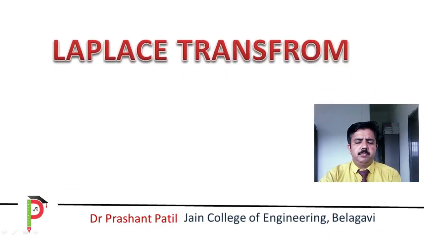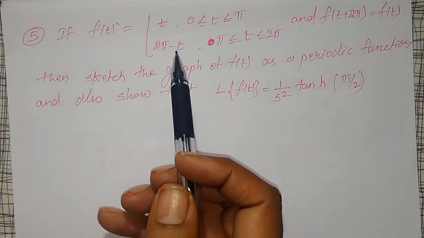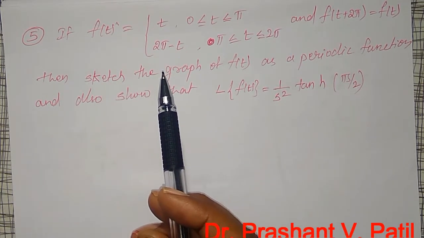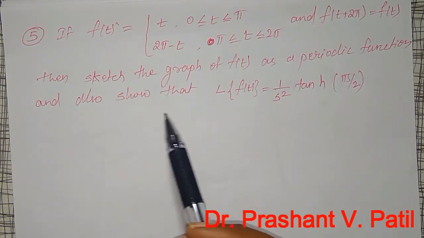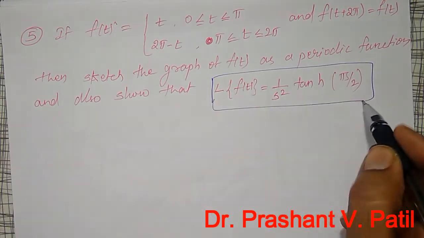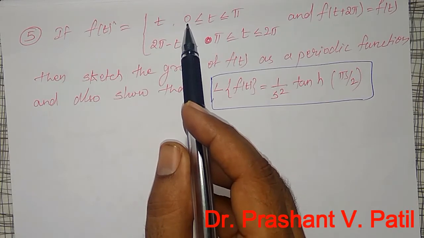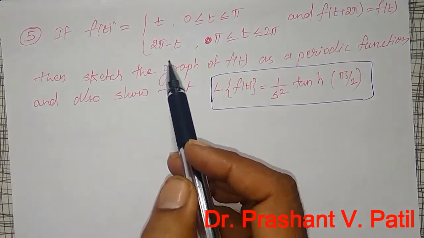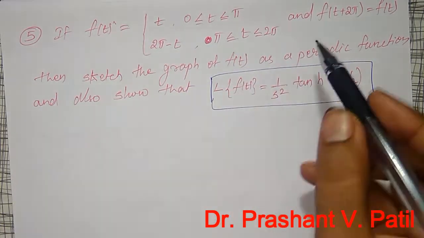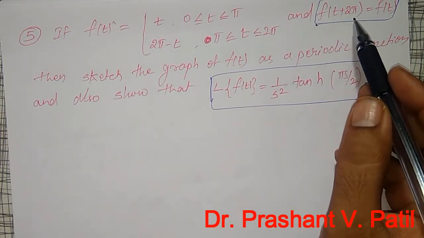In this video, I am going to discuss Laplace transform. Sketch a graph for a periodic function. I have to show graphically whether the function is a periodic function, and then I have to find the Laplace transform of it. Here the function f of t for 0 to pi is t, and for pi to 2 pi it is 2 pi minus t, and it is a periodic function. By definition it is given as a periodic function of period 2 pi.